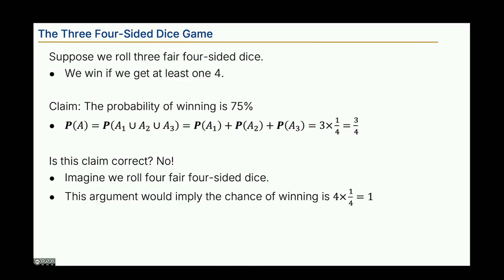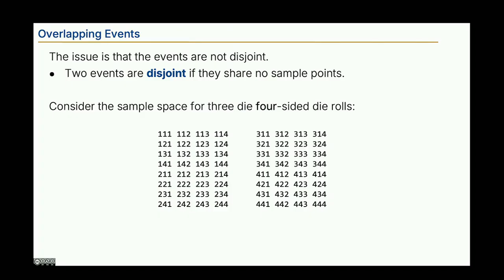So if this argument worked, you could say, well, if I roll 4 dice, I'm always going to win, because then I get 4 chances. And if I roll 6 dice, I have a 150% chance of winning. That's great. Like, what could be better? So this does not work, okay? We know why. We saw this in the principle of inclusion-exclusion lecture.